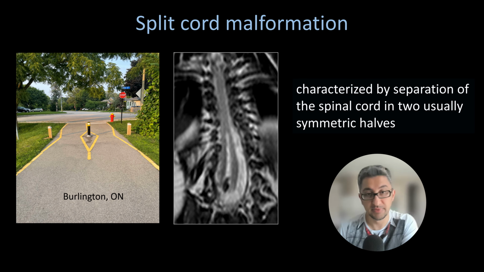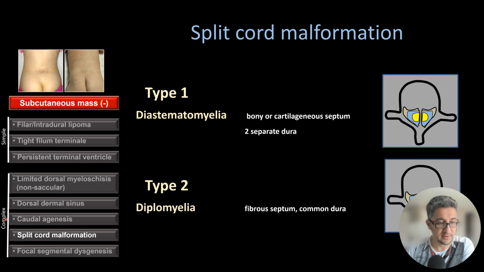Next anomaly is split cord malformation. This is characterized by separation of the spinal cord into 2 usually symmetric halves. This is located in this group of complex closed spinal dysraphism without a subcutaneous mass. So it may be difficult to detect these anomalies if there are no skin lesions, if everything else is normal by inspection. So there is type 1 and type 2 anomaly.